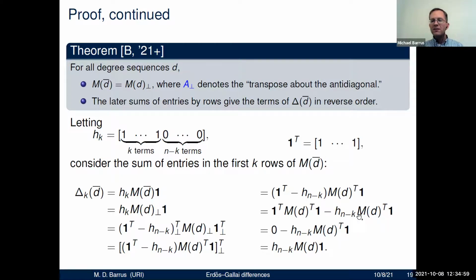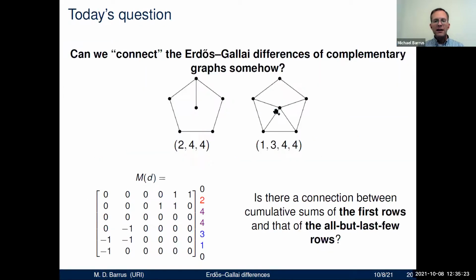And again, because M of D is skew symmetric, when I see a minus transpose of that, I can just yank that out and place M of D back in itself. And we end up with the kth Erdős-Gallai difference of the complement ends up being the sum of all but the k rows of the M of D matrix. So we've ended up showing that our partial sums are the terms in reverse order, as we were hoping to show, right?